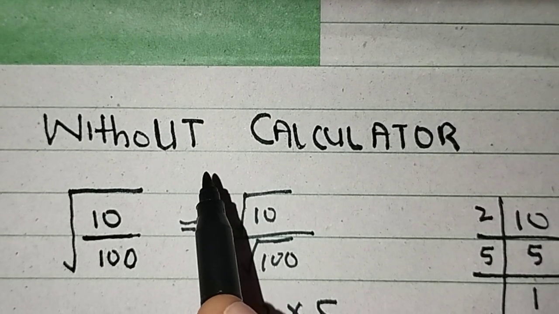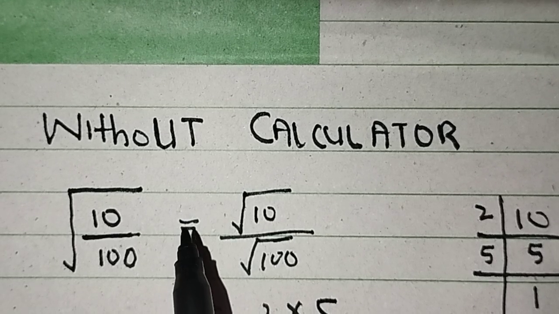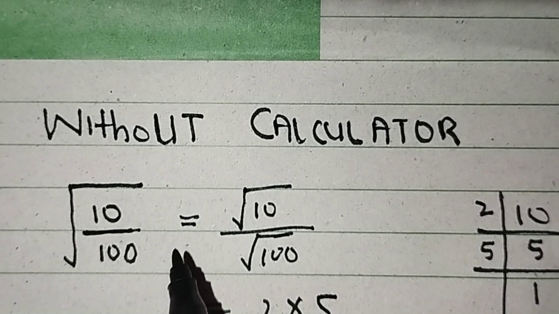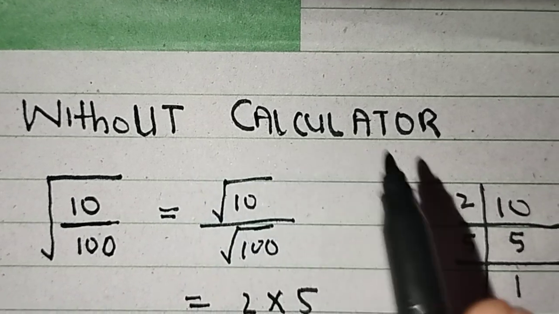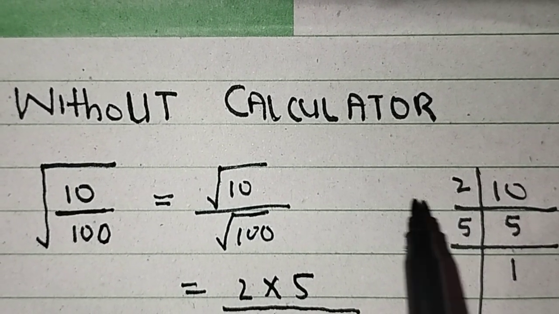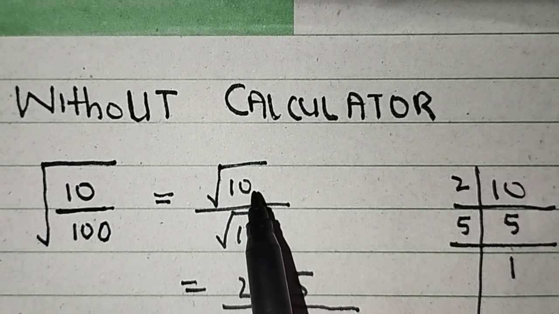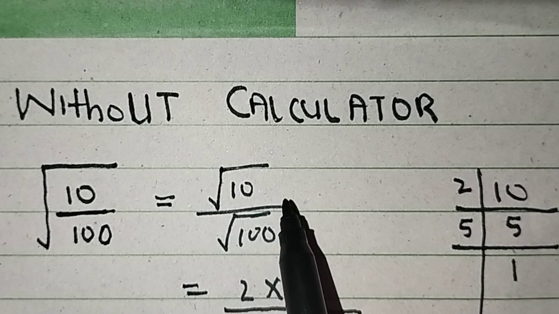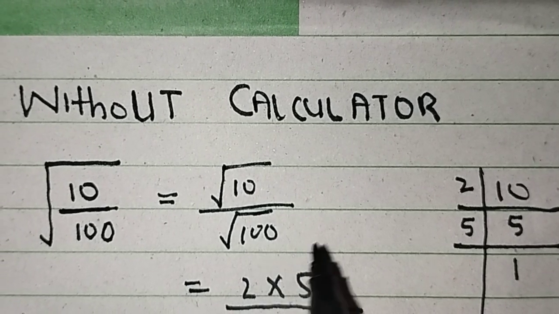Today we are discussing finding the radical 10 over 100 without calculator. So first of all we use the prime factorization method by applying on radical 10 and after radical 100.